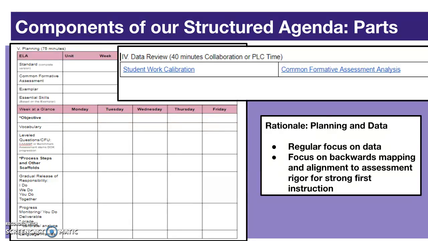This information is taken to plan that first best instruction where they look at a week sequence of instruction, identify objectives, vocabulary, leveled questions, looking at CASP stems, process steps, identifying perfect problems for that gradual release, and then looking at progress monitoring tools, and language frames. All of these pieces are used to really, again, have that strong first instruction and backwards mapping.